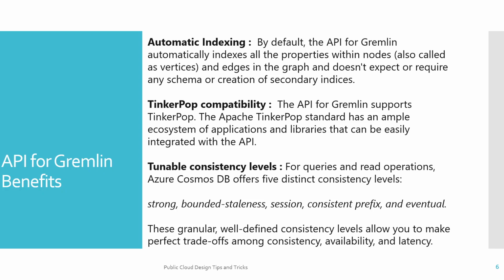Now tunable consistency. For the queries or read operations within the database, there are five distinct consistency levels it supports. Those are strong, bounded staleness, session, consistent prefix, and eventual. These granular, well-defined consistency levels allow you to make perfect trade-offs among consistency, availability, and latency. So these are the benefits of the Gremlin API.